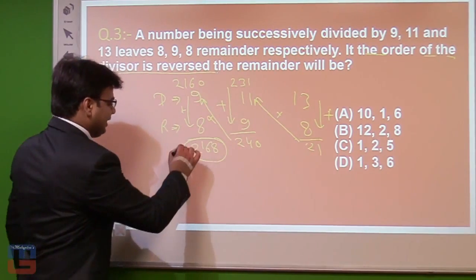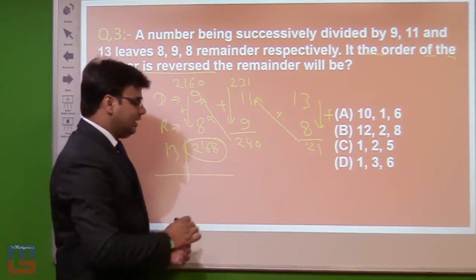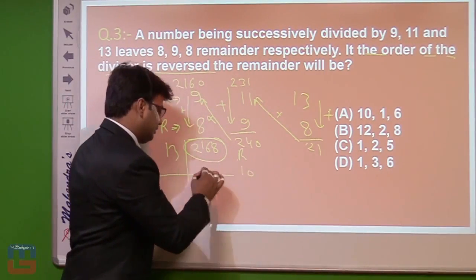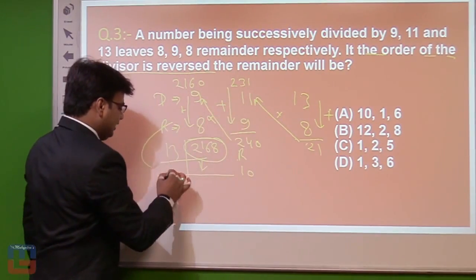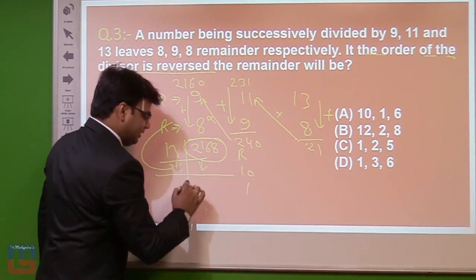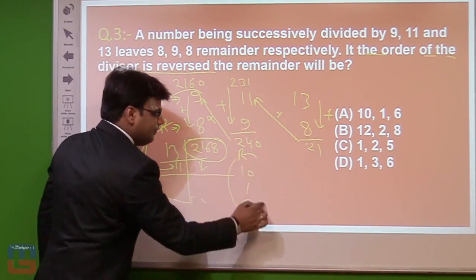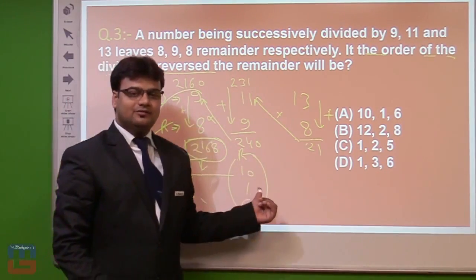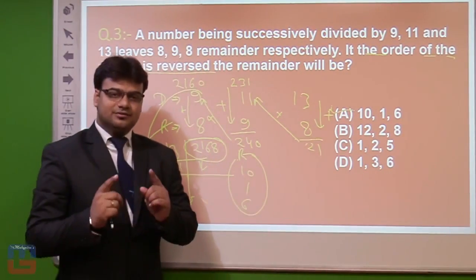This way, first we divide by 13. Check what remainder. Then we divide by 13, we get that remainder 10. Then divide by the next divisor 11, we get remainder 1. Same, we divide by 9. Then we get 6. Check which option is available. 10, 1, 6. It is available in the first option, so the correct option is first.